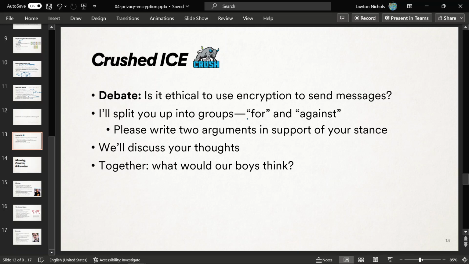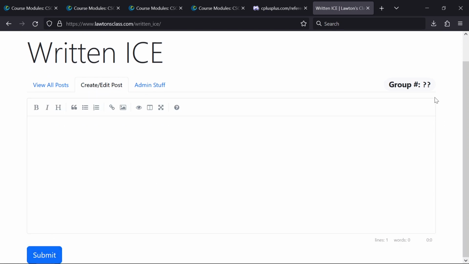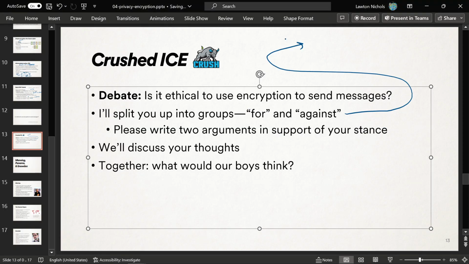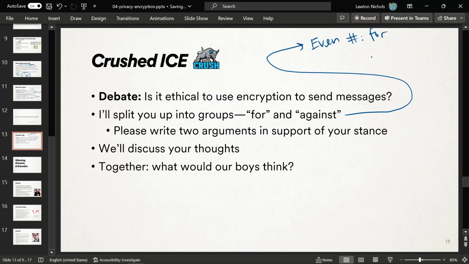All right, so I'll split you up into two groups: people who are for encryption and people who are against encryption. Remember that you can just click submit and it will give you a group number. Pick some representative. If you have an even group number, then you are for encryption. You think it is ethical, and you better give some arguments for it. If you have an odd group number, you are against encryption, and you need to give some reasons against it. Please try to write at least two good arguments in support of your stance, and then we'll come back and talk about it.